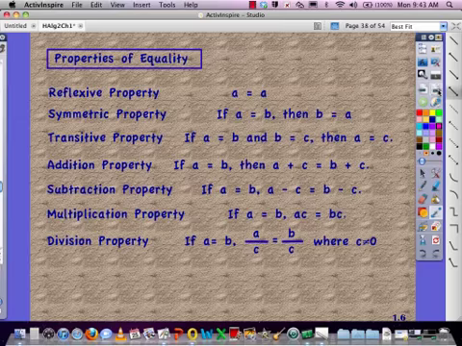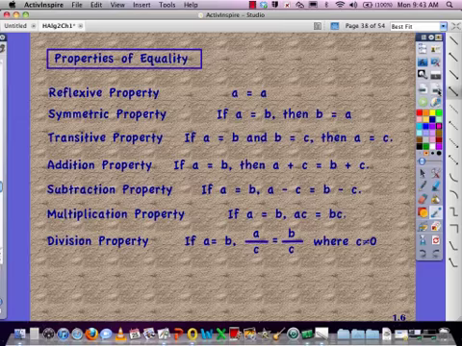Other properties of equality that you've worked with. Again, we're not going to drill you on the names, but you should be aware of the properties and how they represent shortcuts in your work. So the reflexive property is basically that a number equals itself, A equals A. Symmetric property, if A equals B, then you can switch it around, B equals A. Transitive, if A equals B, B equals C, then A equals C.